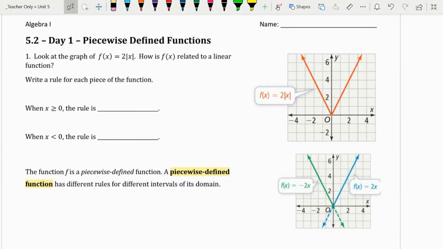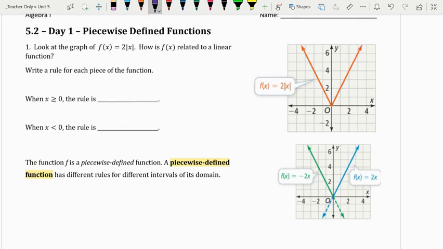So we're going to look at the graph on the right. That's the graph of f of x equals 2 absolute value of x. How is f of x related to a linear function? So far we haven't really talked about this in a sense, because if you think about it, technically you have one function here, and then you have one linear function here, right? And you just don't worry about the other portion of it, right? Technically it's an x, not a v, because we have two lines that are crossing essentially.